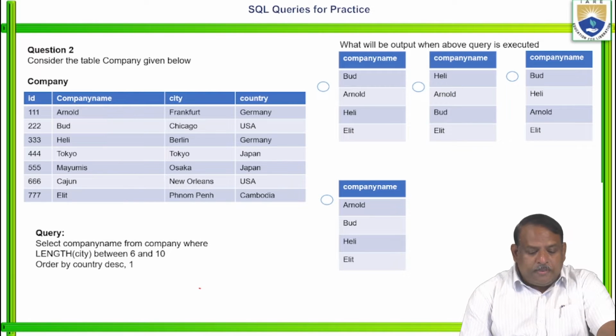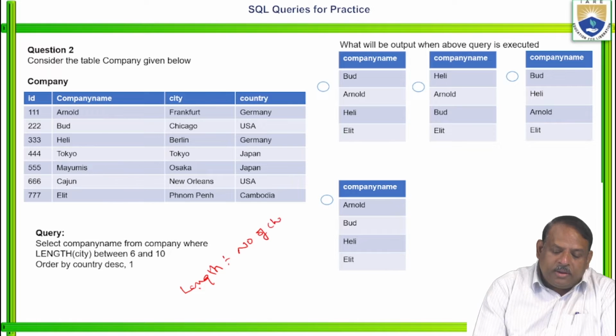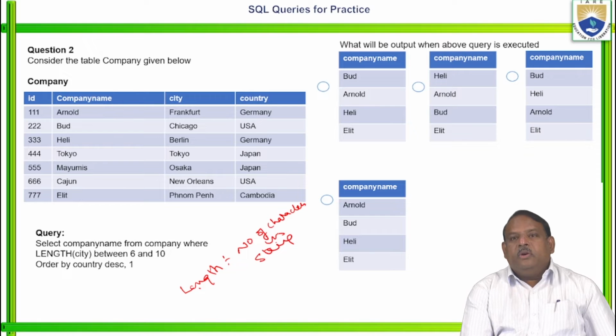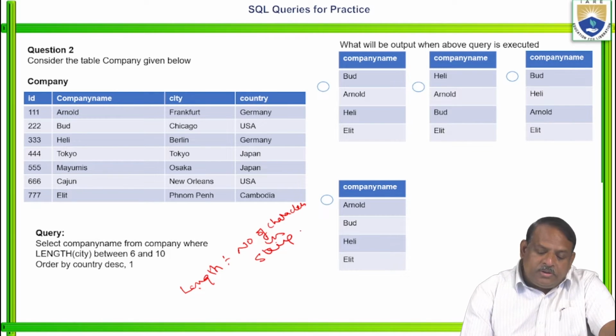Now we'll try to solve this problem. Length of city between 6 to 10. First we have to print the length. So what is the length? The length function will give us the number of characters in a string. Here the string is, for example, city. It also includes empty space. Every empty space is considered as one character.